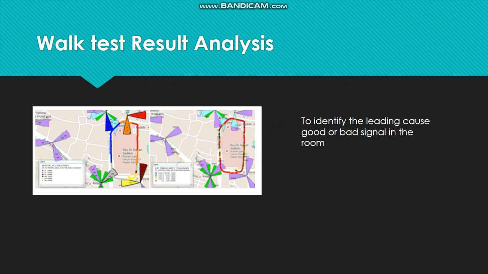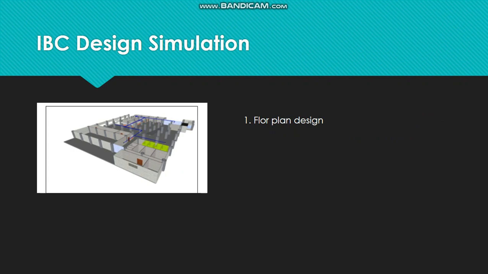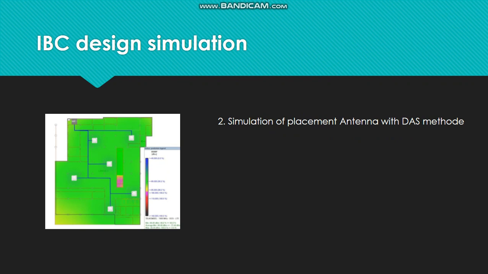We know this from the test results, and then we design the floor plan like the picture you can see. We simulate the building with the barriers, how many rooms, the pillars, the height of the building, and the material. And then next we do the IBC simulation. After we make the building simulation, we make a simulation of antenna placement with this method using the IB web software.